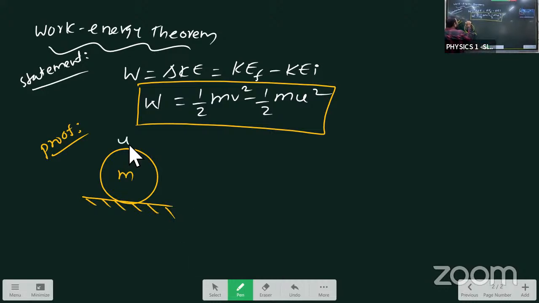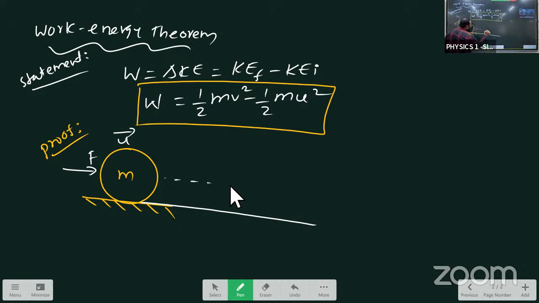Initially, it is moving with u velocity. u stands for initial velocity. One body of mass m is moving on the surface. Now we are applying one force, capital F. F is the force applied on the body, and m is the mass of the body.